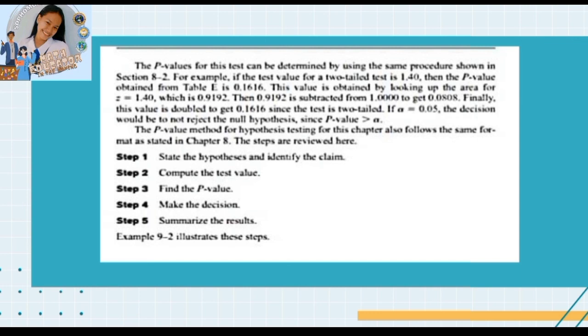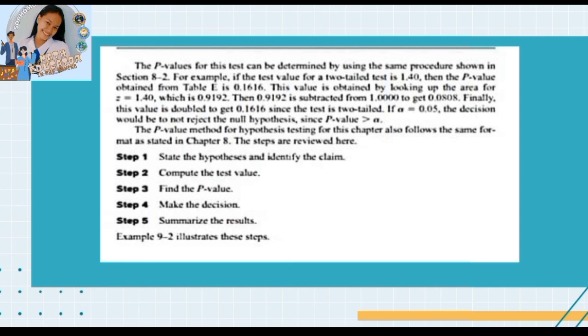If the significance level is 0.05, the decision would be not to reject the null hypothesis, since our p-value is greater than the significance level. Note that the p-value method for hypothesis testing in this chapter, chapter 9, also follows the same format as stated in chapter 8. The steps are reviewed here.